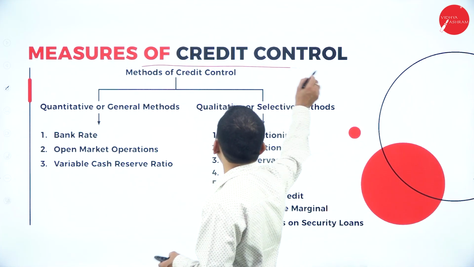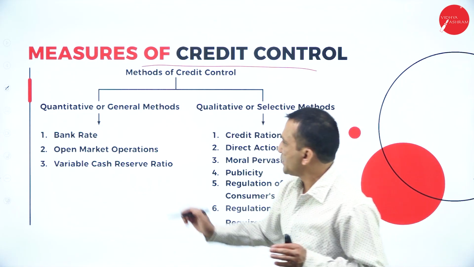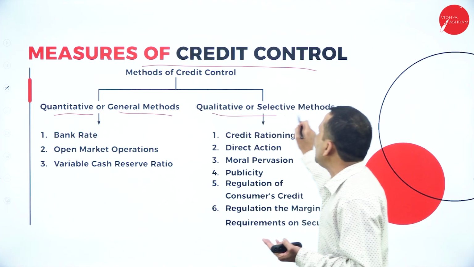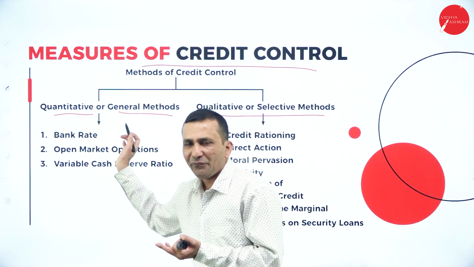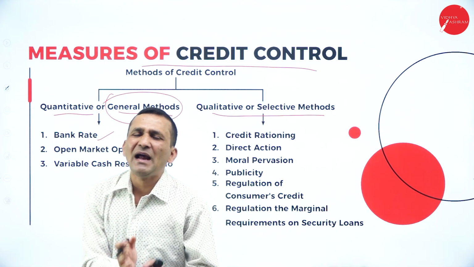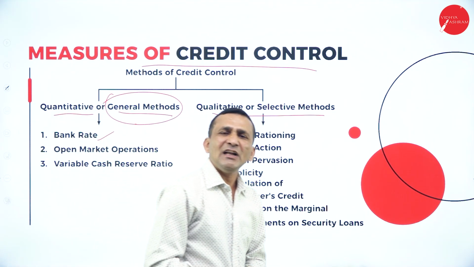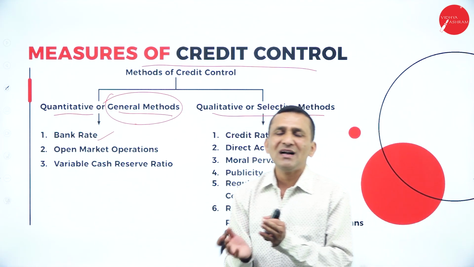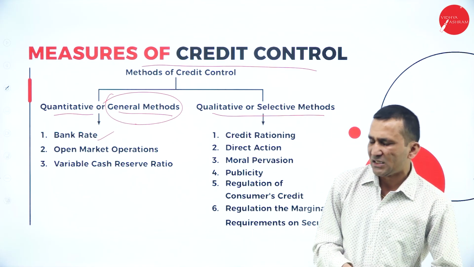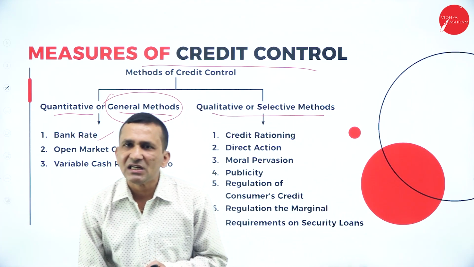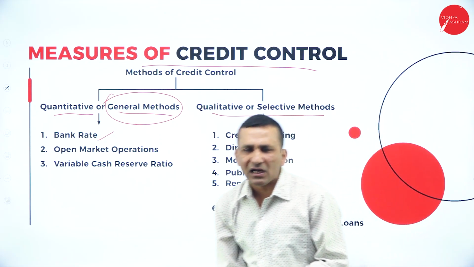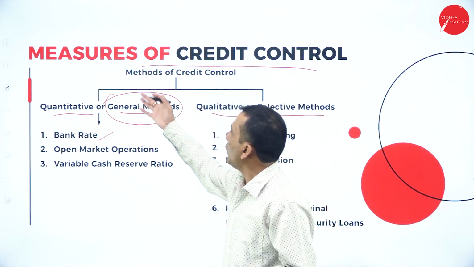So here the measures of credit control are classified into two major types. One is quantitative, or the general method, and the other is qualitative, or the selective method. So both are different. In the general method, the first one is the bank rate. Whenever an individual bank is lending a loan or getting a loan from any other bank, what rate are they following? For example, if they want to give a loan to a customer, what rate of interest are they charging? And whenever the individual bank is getting a loan, what rate are they charged? Everything is controlled by the RBI.